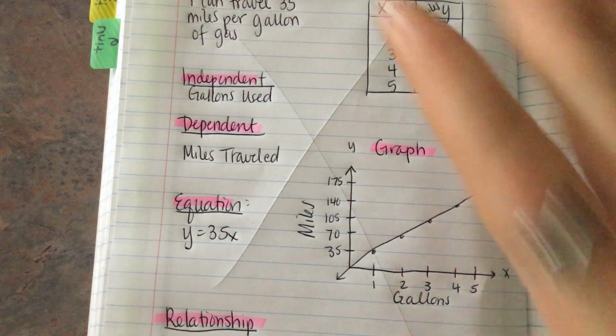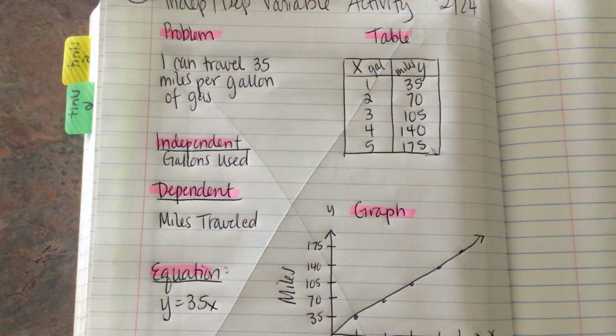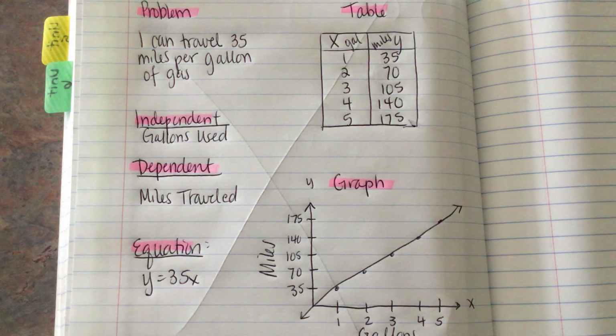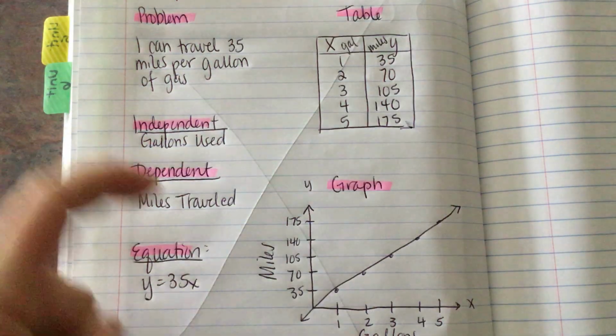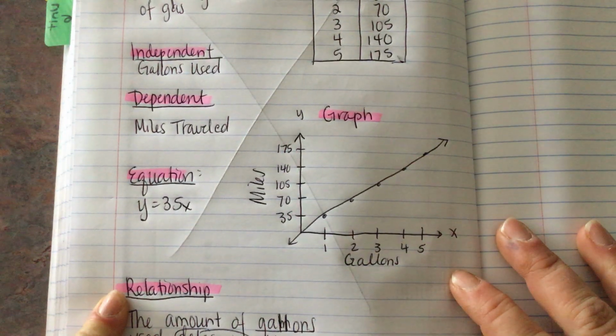So again, as a group, everybody is doing this. You must have all of the highlighted parts here. Once I get done recording this, I will take this off video and project it up there so you know exactly what you need. But you have to have a problem, table, independent, dependent, graph, equation, and the relationship.